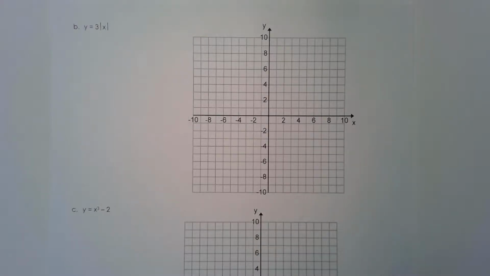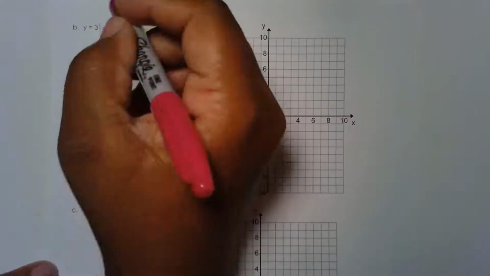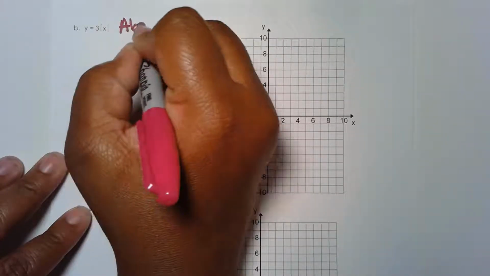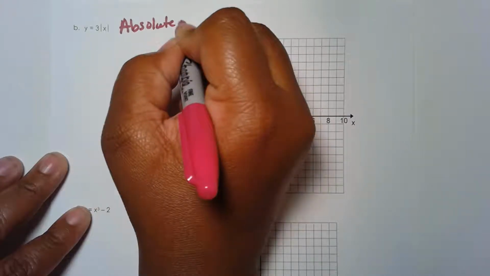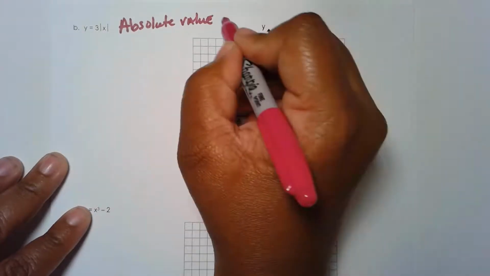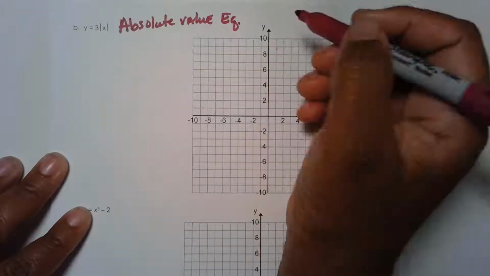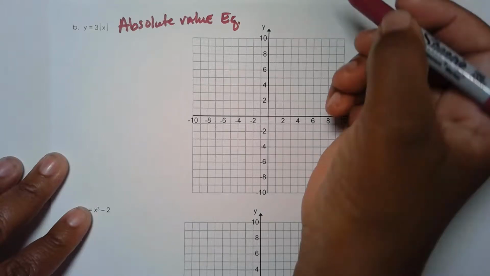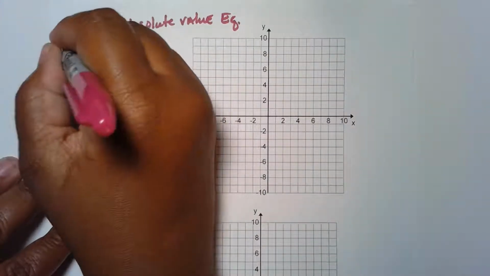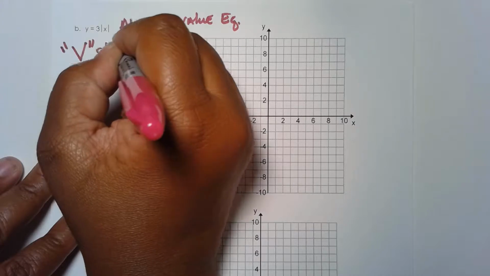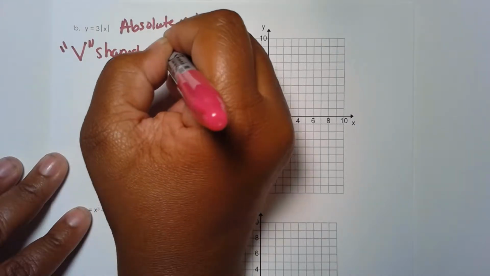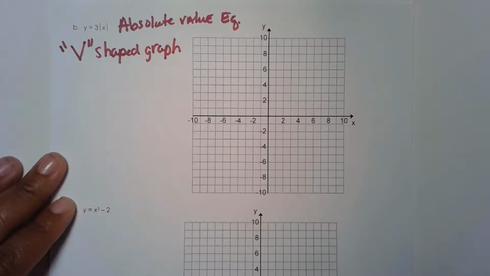All right, next example, we have y is equal to 3 times the absolute value of x. This is an absolute value equation because it has an absolute value sign. And in an absolute value equation, the shape of the graph will be V-shaped, the shape of a V.